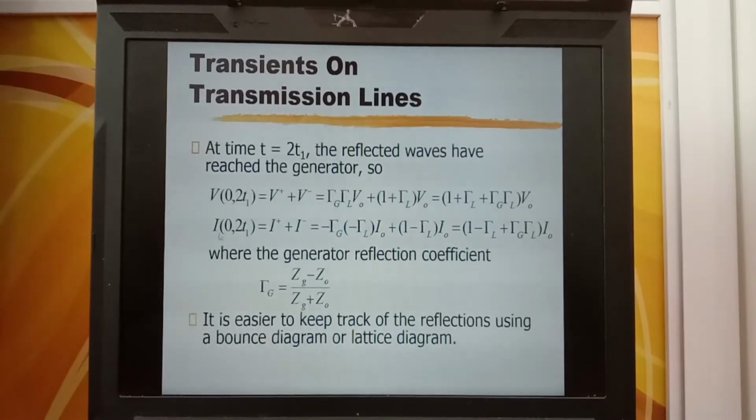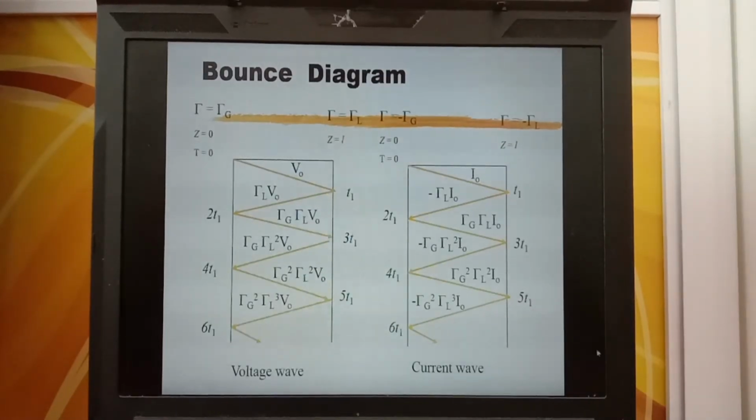We can do the same for the current, except that we just replace V with I and rho with negative rho. It is easier to keep track of the reflections using a bounce diagram or lattice diagram. This is how it looks.